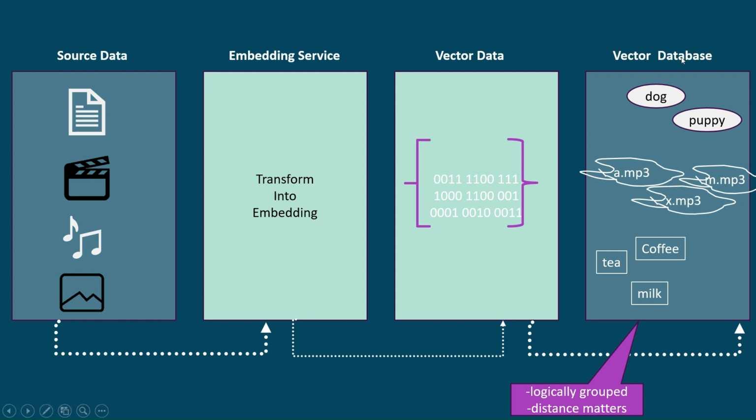So in a vector database, these source data are all stored in such a way that they are close to each other in a vector data format like these binary strings. So they are logically grouped and the distances matter. When you search a particular string, it also mathematically looks for the nearby items, and they will also be produced as a result. That's the fundamental concept behind the vector database.